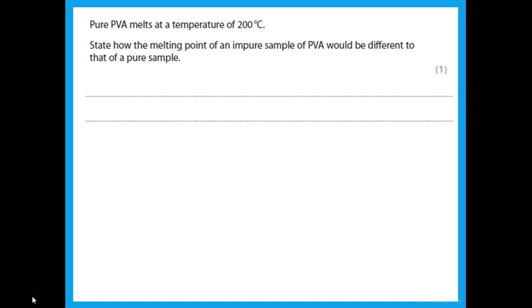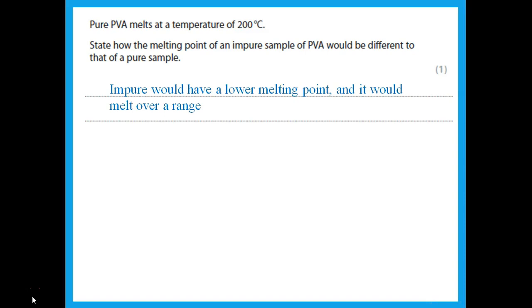Okay, pure PVA, doesn't matter what PVA is, it's a solid of some sort. Pure PVA melts at a temperature of 200 degrees centigrade. State how the melting point of the impure sample would be different. Remember that we said if I have a pure salt, it will melt at a certain temperature. So what if it's impure? If it's not pure, then the impure would have a lower melting point and it will melt over a range.